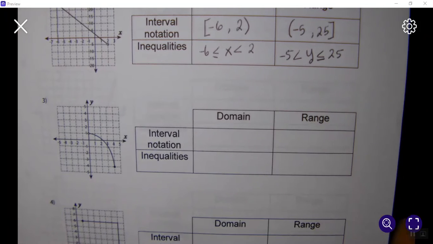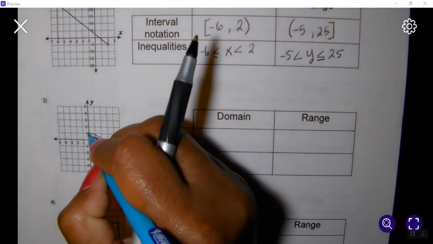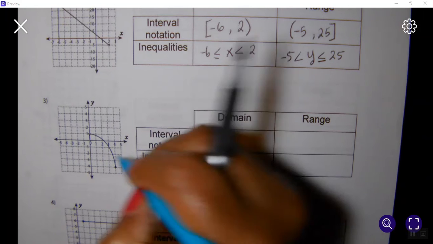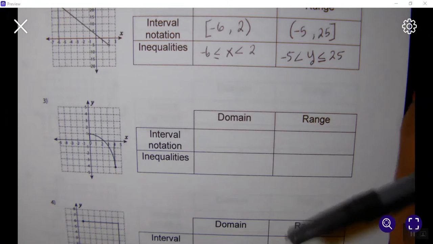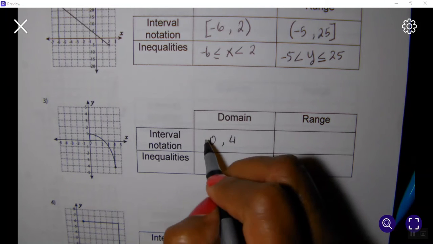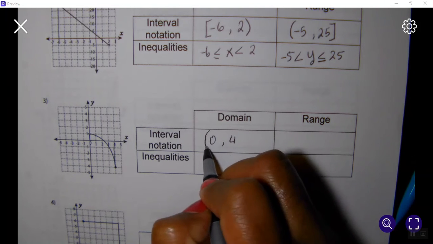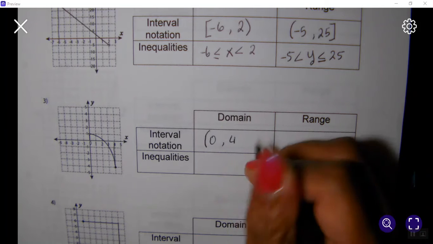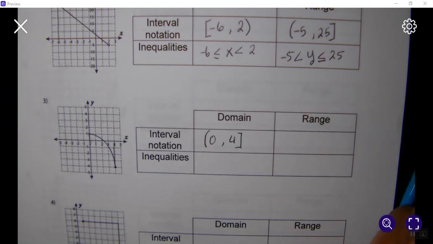For the domain, we're going to start on the x-axis first. On the x-axis it's starting at 0 until 4. So 0 and 4. At 0 there's an open circle, so I'm going to put an open bracket. And then at 4 there's a closed circle, so I'm going to put a closed bracket.